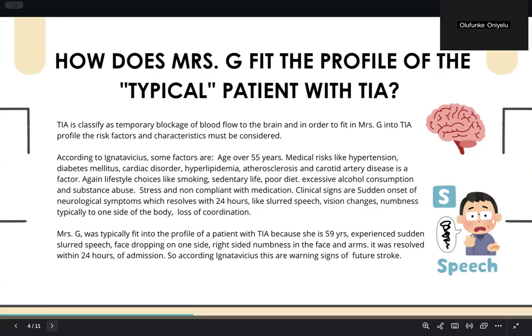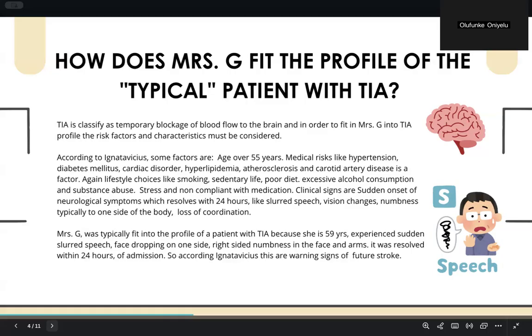So according to Ignatius, some factors that can qualify one to be a TIA patient are age, and it starts from somebody that is 55 years. And when we talk about medical risks, we have something like hypertension, diabetes mellitus, cardiac disorder, hyperlipidemia, atherosclerosis, and carotid artery disease. Again, when we talk about lifestyle, somebody that is smoking and that has a sedentary life with poor diet, excessive alcohol consumption, and substance abuse, stress, and some people that are not compliant with their medication can experience TIA.